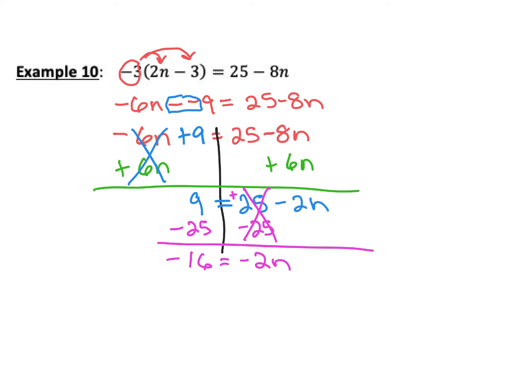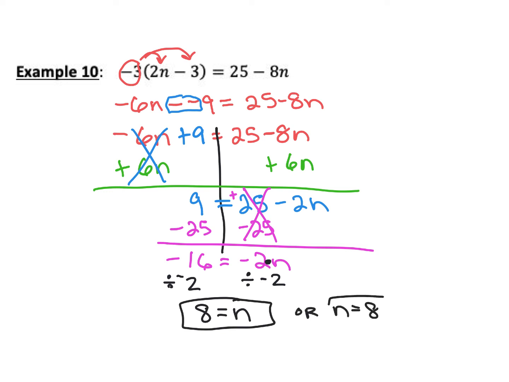And then negative 2 and n are multiplying, so I want to get rid of the negative 2 to get n by himself. So I'm going to divide by negative 2 on both sides. And then we have negative 16 divided by negative 2 is 8 equals, and then our n. So yes, it can be written as n equals 8. It equals n, same answer. So good job if you went ahead and got that correct.